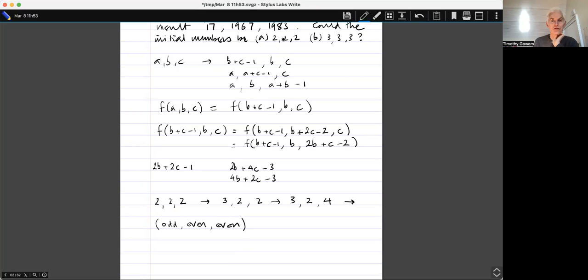So I think I've managed to solve this, because after one go, we get one odd and two evens. And after that, the parities of all three numbers are forced to stay the same, which is sort of amusing.